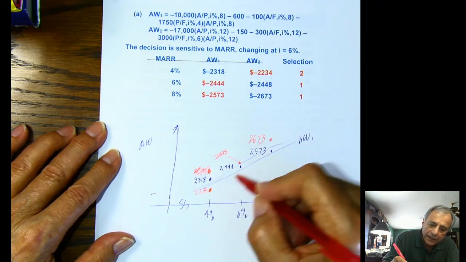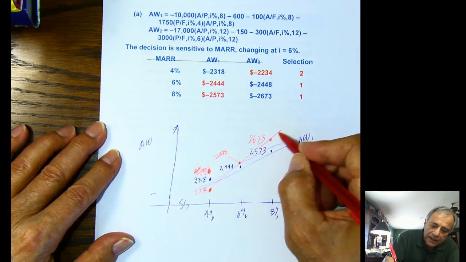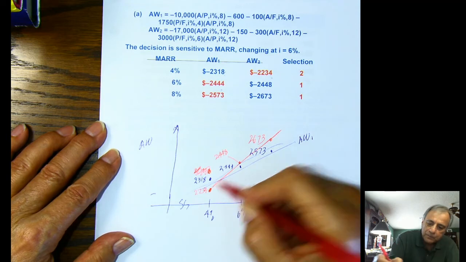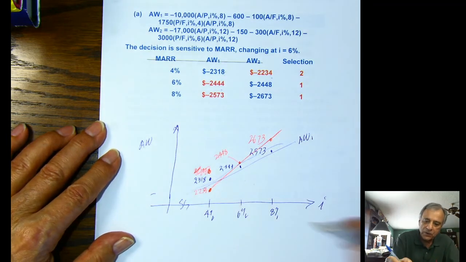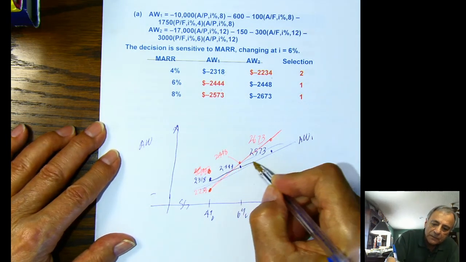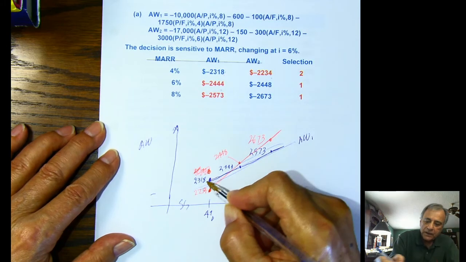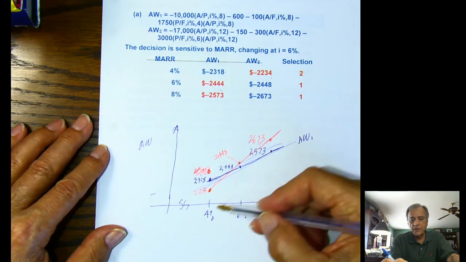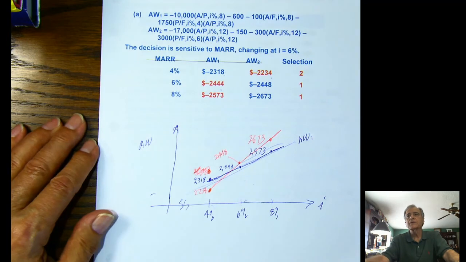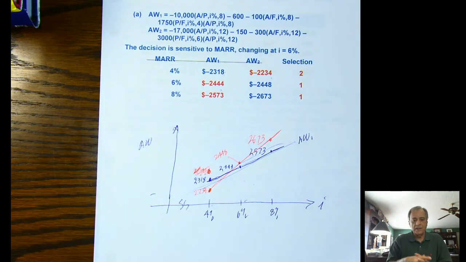So that's system 2, and it goes like this. So it has a steeper slope than system 1. System 1 was like this. And they cross somewhere here between 4 and 6%. So that would be kind of a visualization of what's going on there. And that'll conclude my little problem session. Thank you.